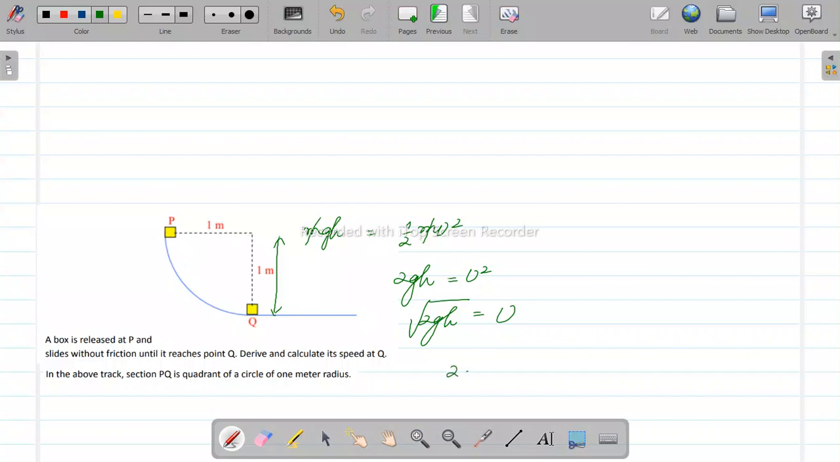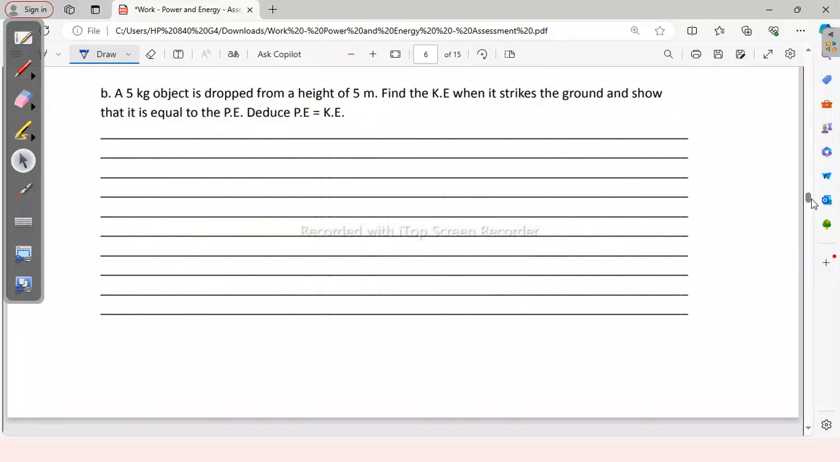So in this case, gravity is 9.8, height is given to be 1 meters. See, starting point और ending point के दरमियान जो difference of height है, it is 1 meter. Just place these values in your calculator and you'll get 4.42 meters per second. Then they are saying a 5 kg object, that is mass is 5 kg, is dropped from a height of 5 meters. Find the kinetic energy when it strikes the ground.